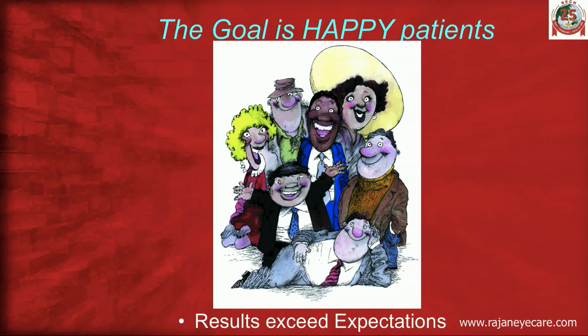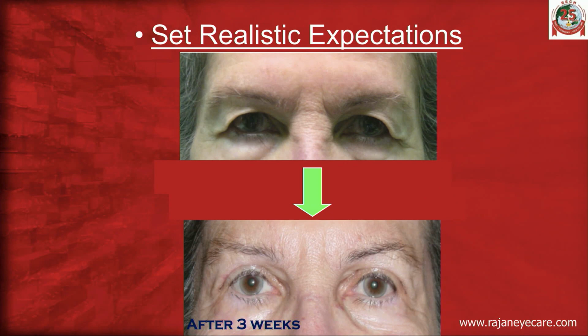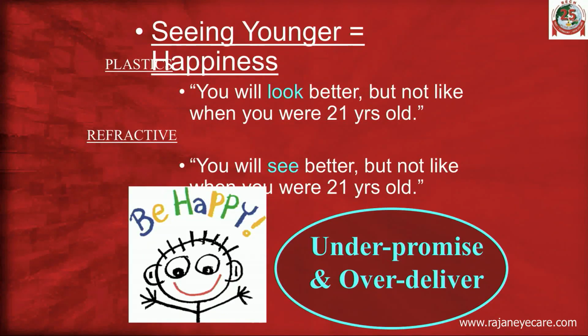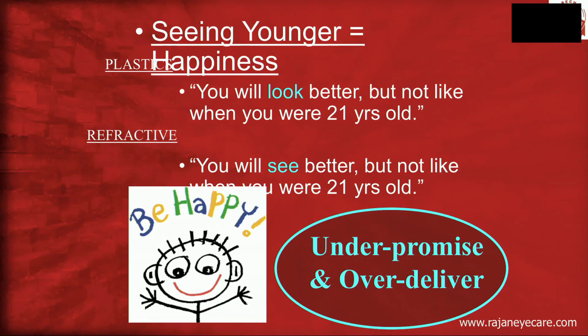So results must exceed expectations. You cannot make an old lady after oculoplastic surgery look like Aishwarya Rai. You can make her better than what she was. This is called realistic expectations, and you need to tell these patients at the beginning, when you are doing the chat time. What I tell the patient is, you'll look better, but not like when you are 21 years old. That is plastic surgery. Yeah, you'll see better, but not like when you're 21 years old. Under promise and over deliver.